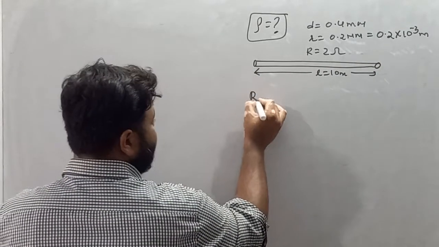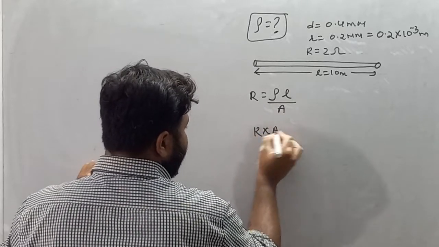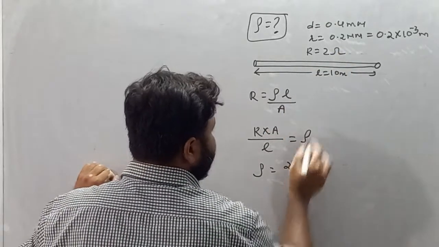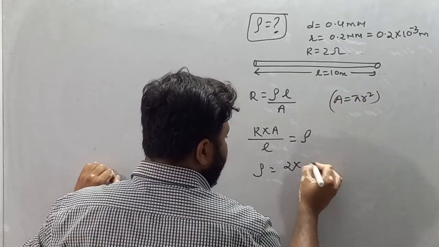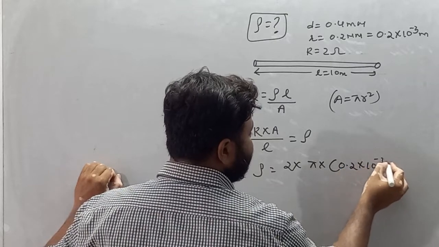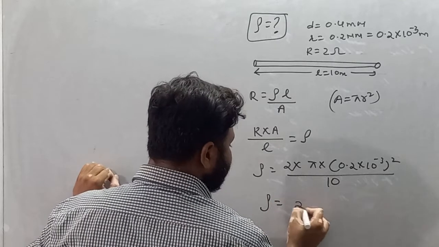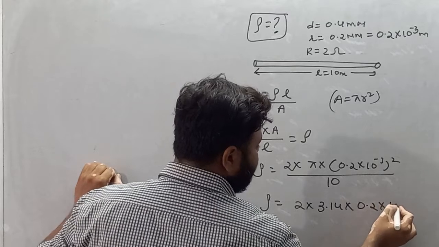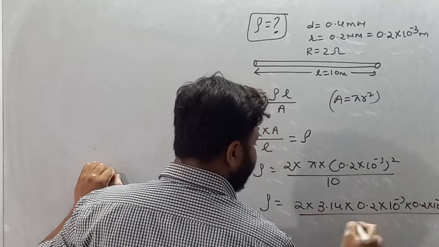As we know relation, R is equals to rho L by A. So R into A by L is equals to rho. So rho becomes equals to R into A, that is area, divided by L. So area must be pi r square. So pi into r square, it is 0.2 into 10 raised power minus 3 and square, divided by length 10. So rho becomes equals to 2 into 3.14 into 0.2 into 10 raised power minus 3 into 0.2 into 10 raised power minus 3 divided by 10.